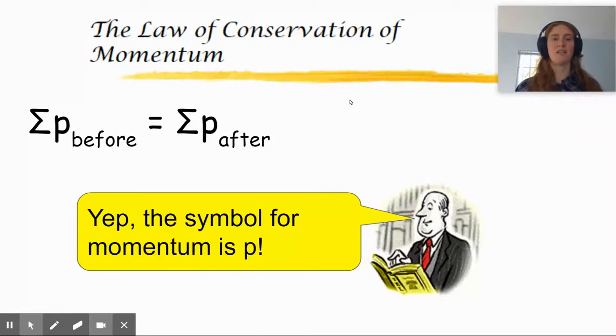So now we're going to move on to the law of conservation of momentum. Now, what this says is that the momentum before needs to be equal to the momentum afterwards. And the symbol for momentum is p.